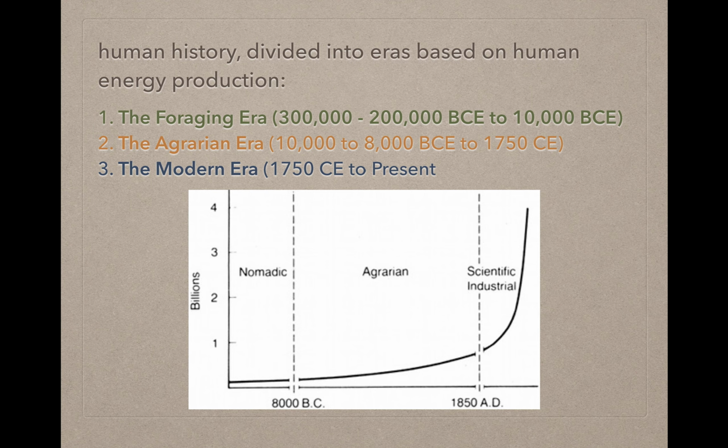This is a good way to categorize it because you can look at the population increase. Nomadic or foraging has relatively little. In agrarian or farming, the population grows as technology grows, and then by the modern era, population skyrockets through factories.